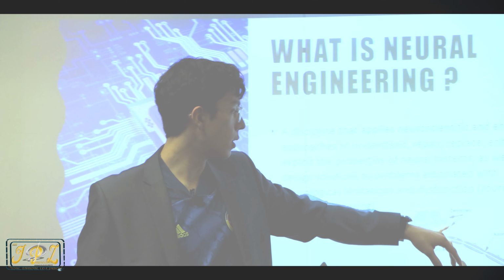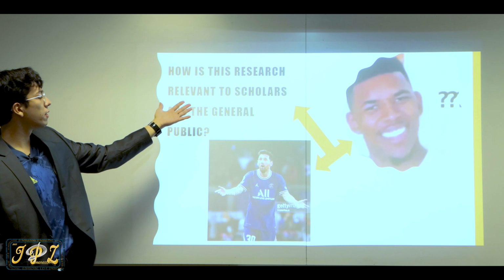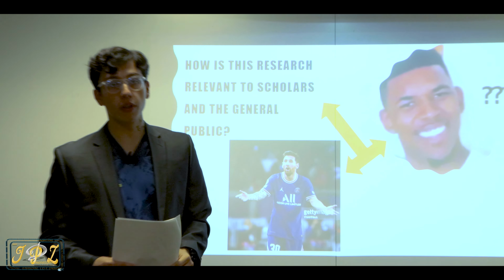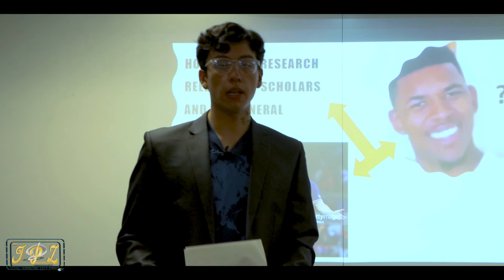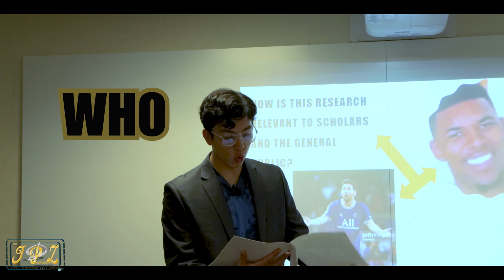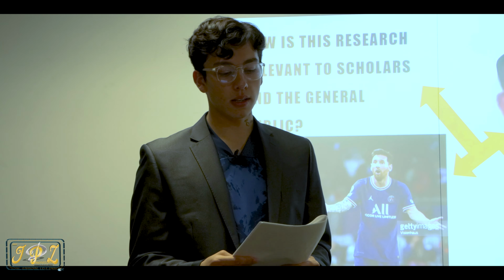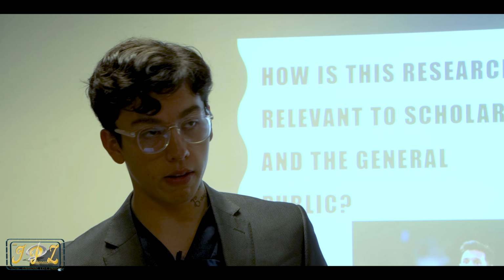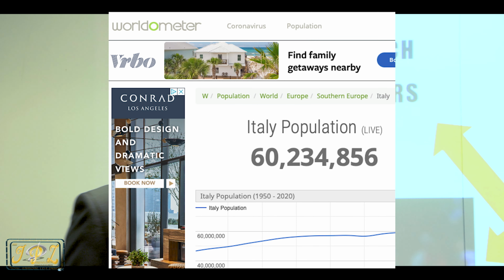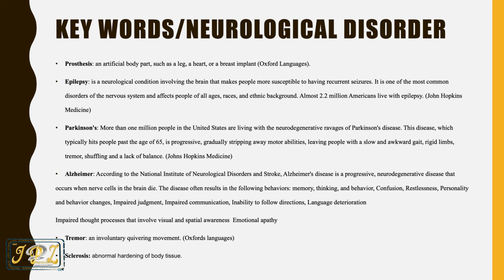Now we have Lionel Messi, future World Cup winner, and this weird-shaped arrow, wondering, how is this research relevant to scholars and the general public? Let me tell you that there are a lot of people being affected by neurological disorders worldwide. We're talking about millions. There is a study by WHO, the World Health Organization. They stated that of 1 billion people affected worldwide, 50 million suffer from epilepsy and 24 million from Alzheimer's and other dementias. To put it into perspective, that's larger than the entire nation of Italy, being 60 million people according to worldometer.info.